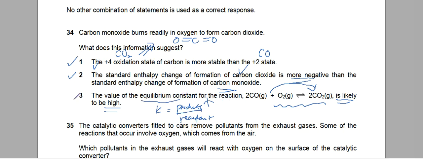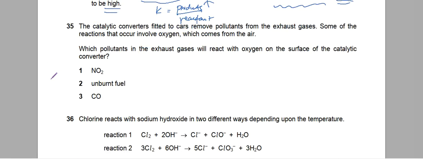So this is A. All of them correct. 35. Catalytic converters. All these three will react in the catalytic converter. NO2 will be converted to N2, unburnt fuel converted to CO2, CO converted to CO2, from harmful materials into non-harmful materials.